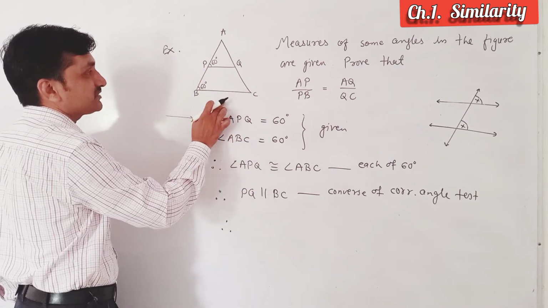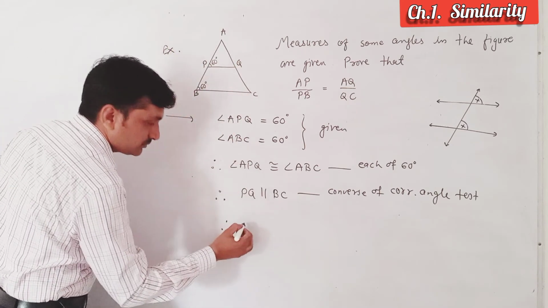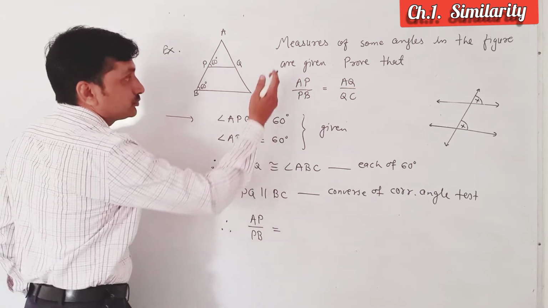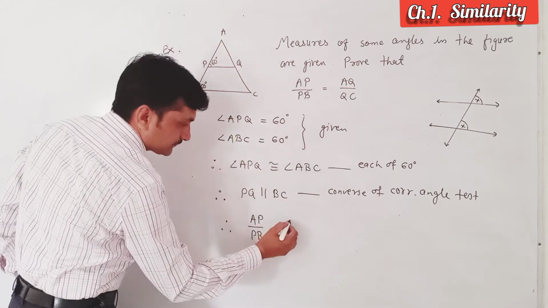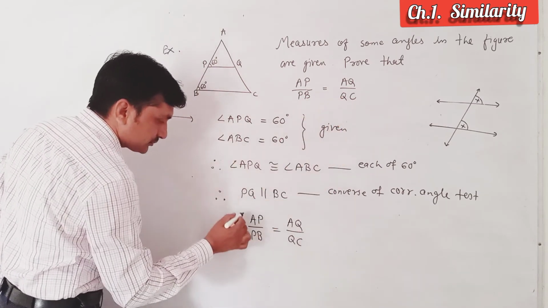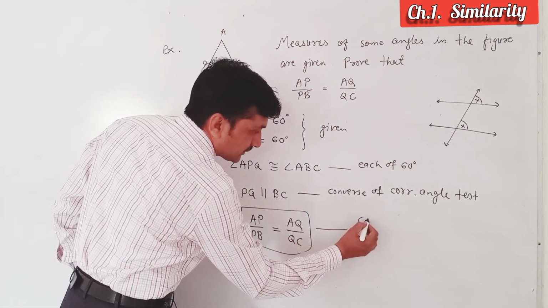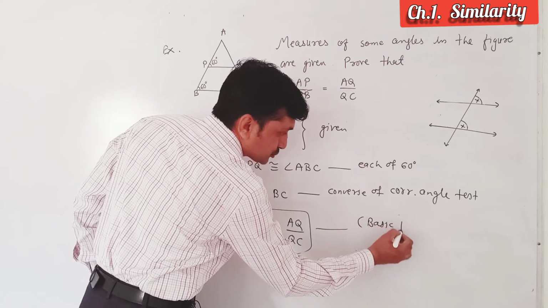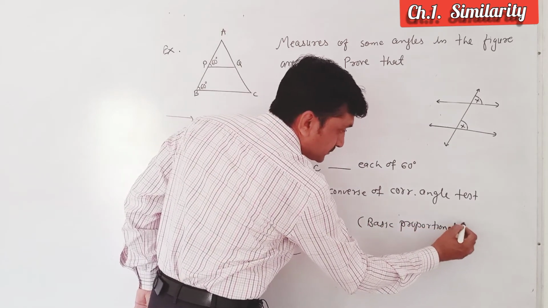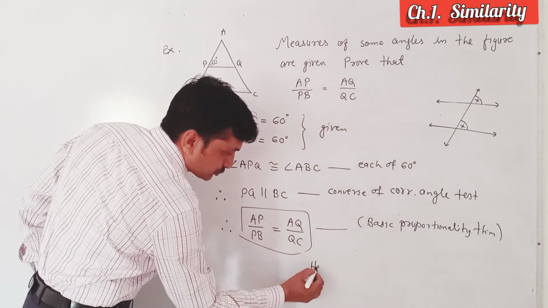If this line is parallel to this side, the ratio of this side is equal to the ratio of this side. The ratio of this side is AP upon PB, and AP upon PB is equal to this side, AQ upon QC. And this only we want. Support here by the basic proportionality theorem. In short, you can write BPT here. Okay, hence proved.